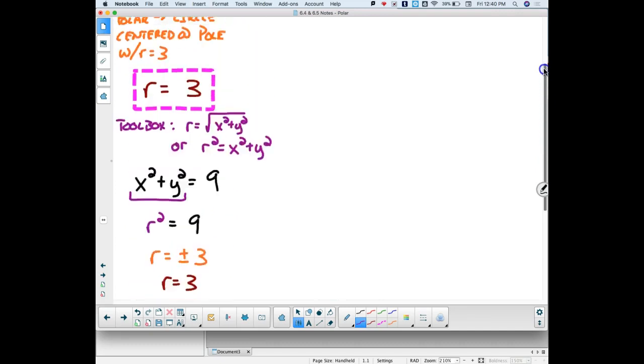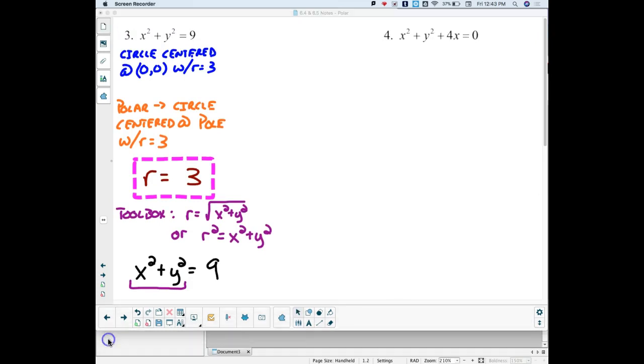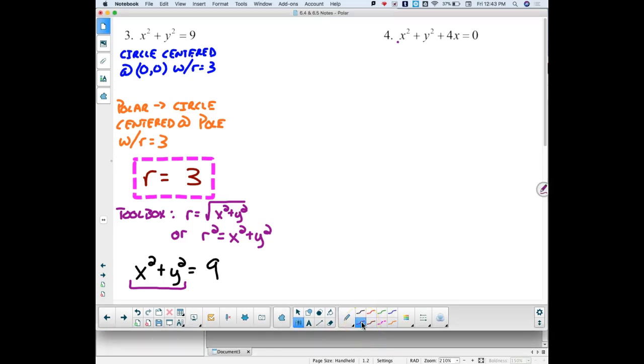Okay? All right, so you now do number 4. All right, so this is r squared, correct? Okay. Plus 4, what's x? Switching to polar, what's x? R cosine of theta. Right? Okay. What do I need to do?